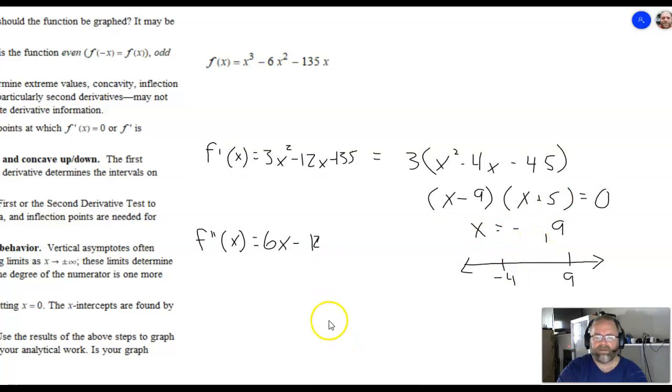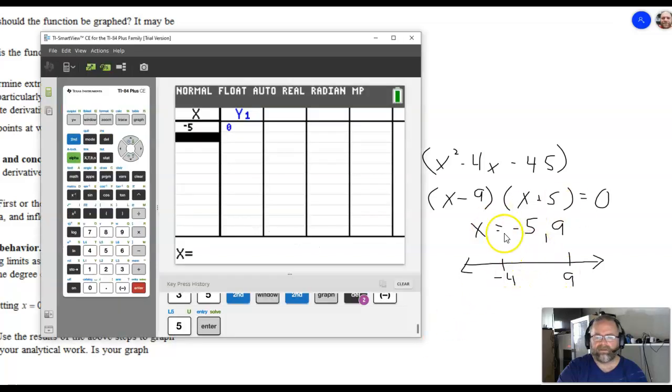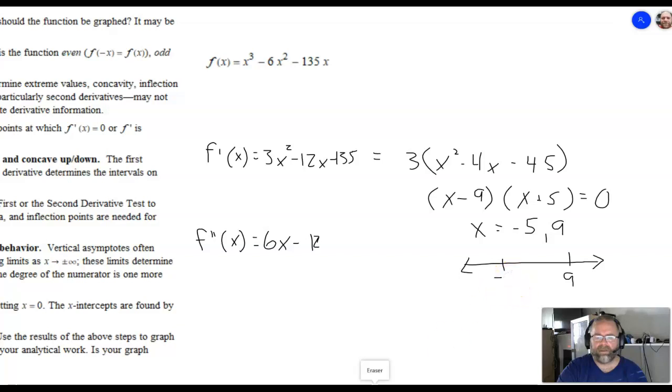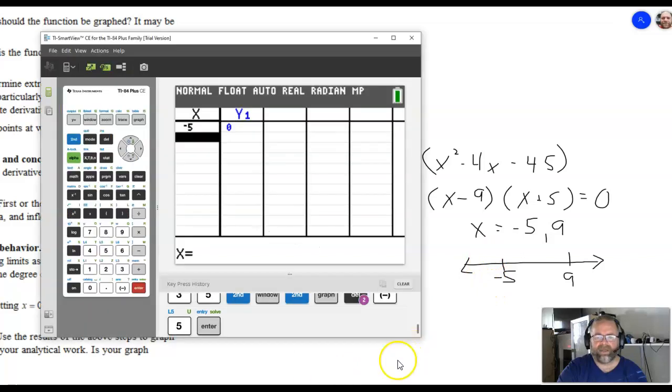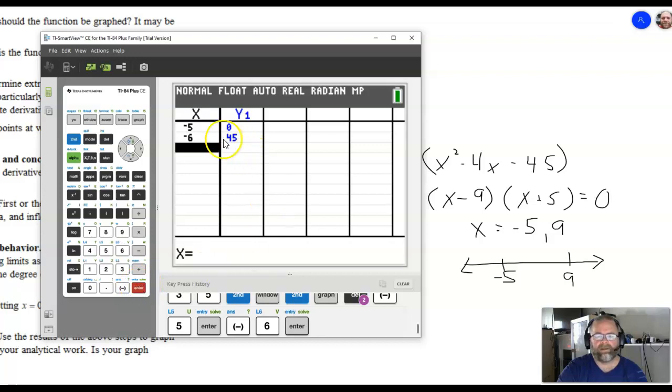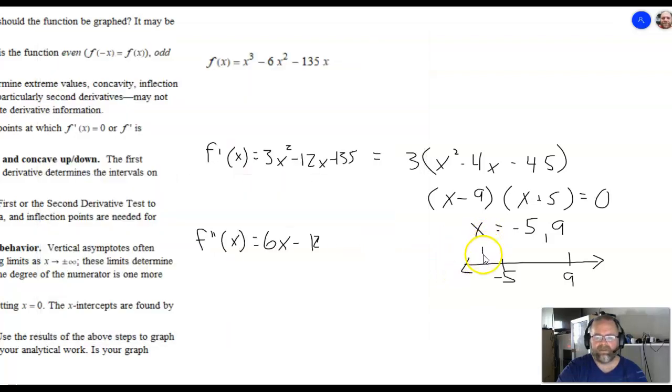All right, let me do that again. So that's a negative 5 right there. Sometimes you go too fast here. So this should also be a negative 5. So we need something less than negative 5. So let's go back here. Let's put negative 6. And we get a positive.